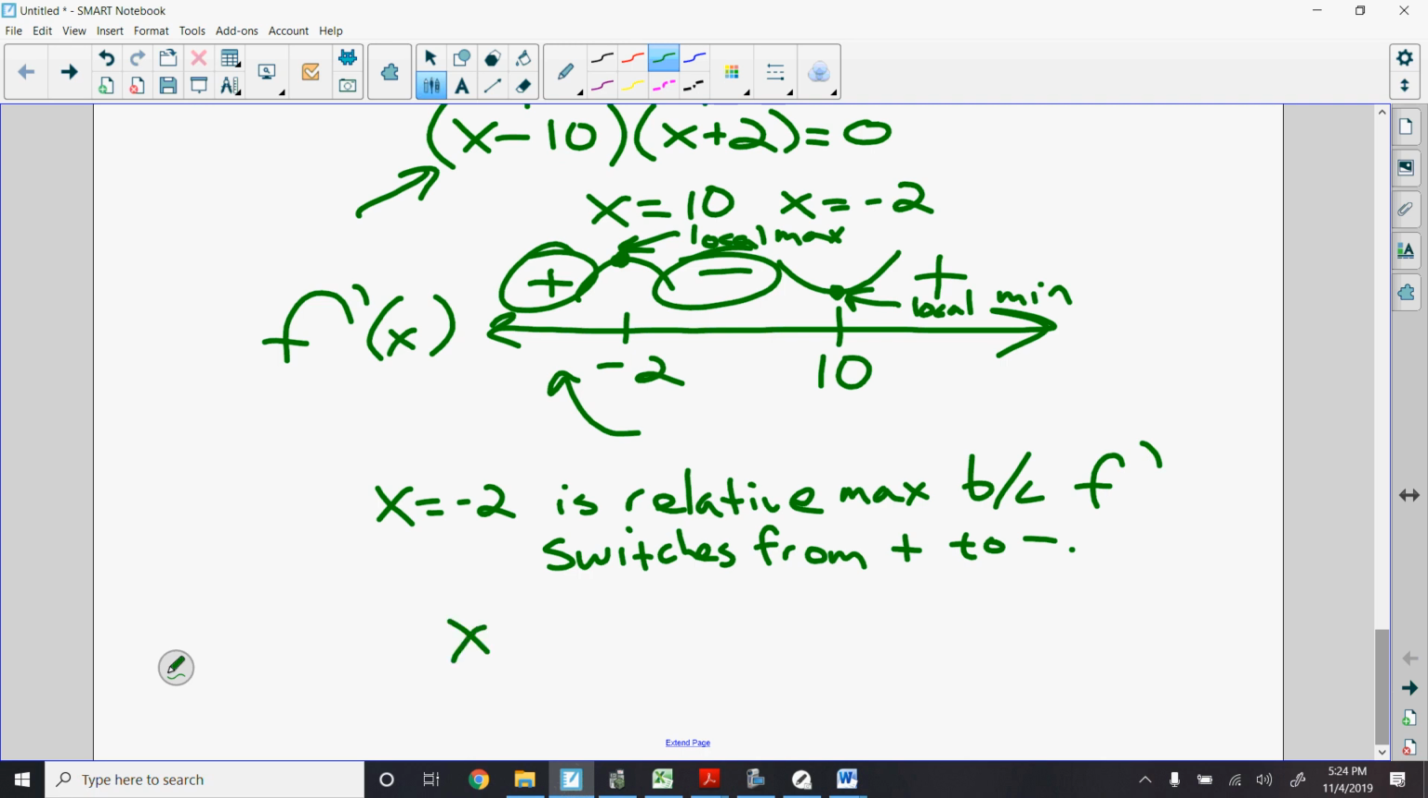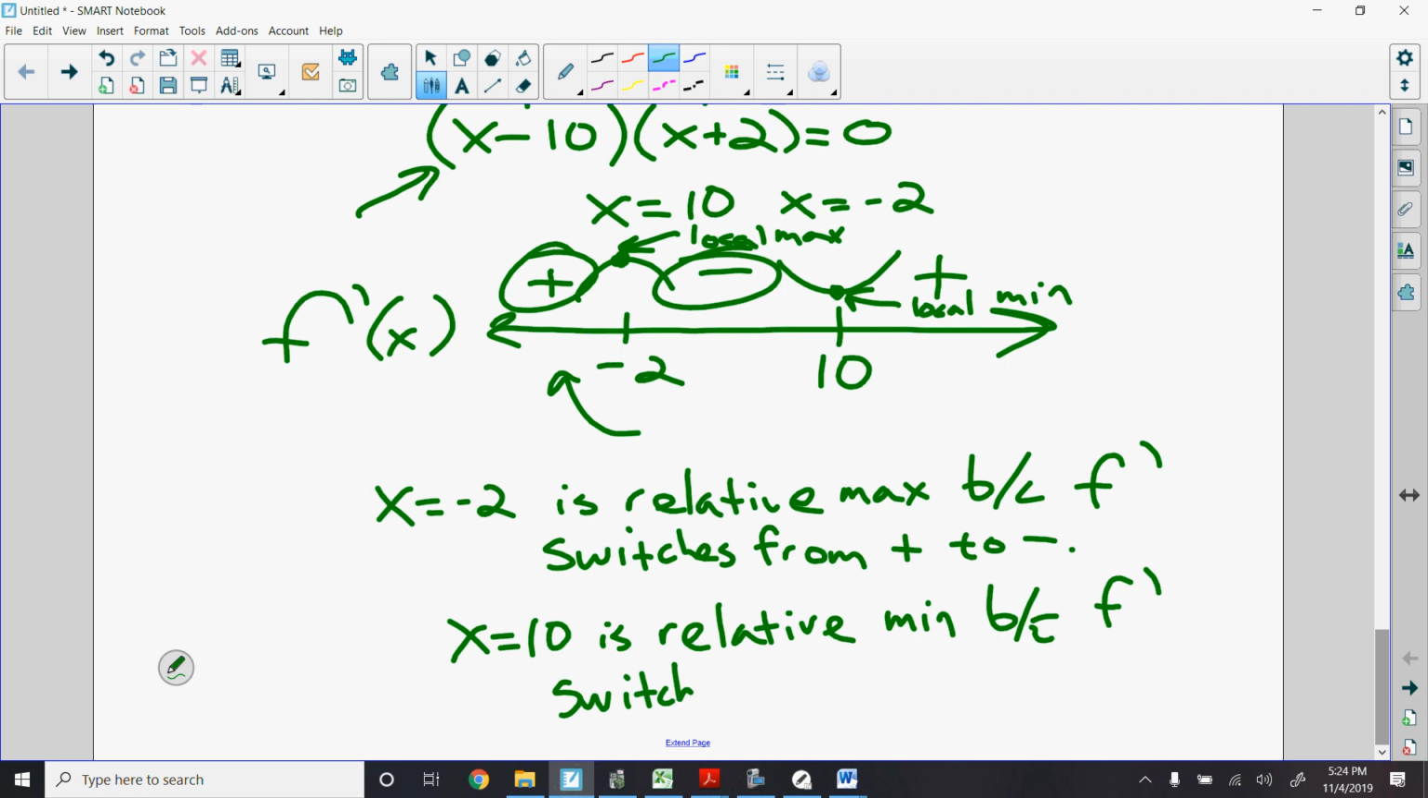X equals 10 then is a relative min. Because f prime switches the other way, minus to plus. You can use plus to minus, minus to plus, or positive to negative, or greater than 0 to less than 0. Any of those kind of things work. Plus to minus, minus to plus seems to work easiest for me.